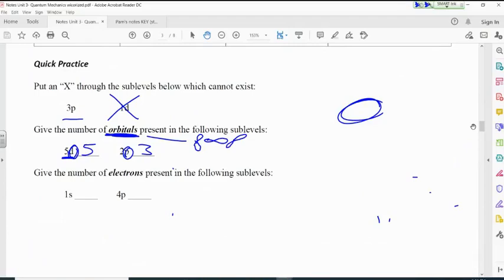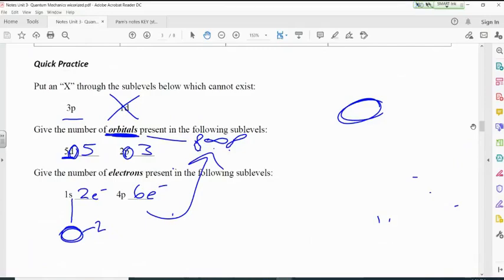Give the number of electrons present in the following sublevels. So again, S can only be turned one way. There's only one way to turn a sphere. Each time you have a new shape, it can hold 2 electrons each. So it can only hold 2 electrons. P, as I said right up there, has 3 ways to turn it, 2 electrons in each one of those. So I would get 6 total, 2, 4, 6. Electrons is how many total could be held in a 4p shell.